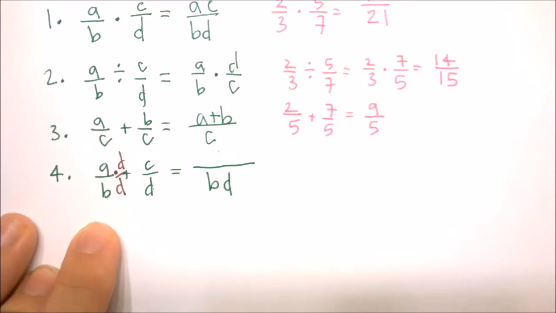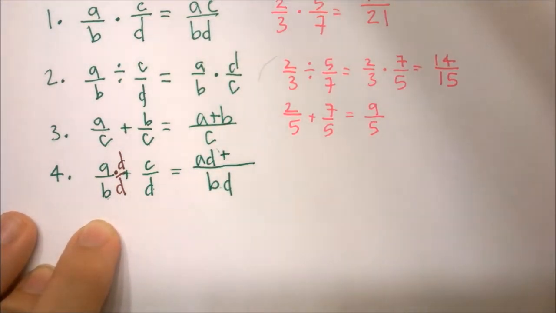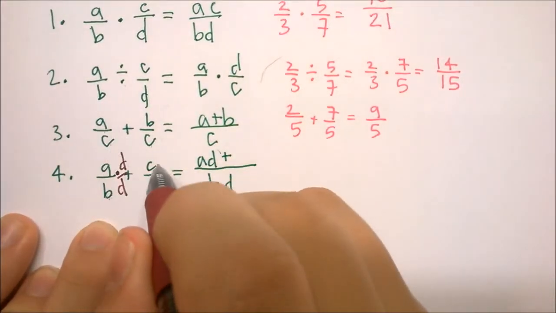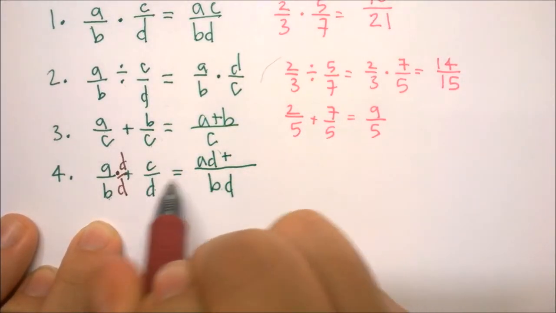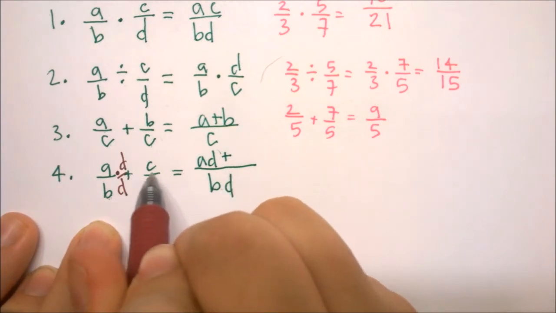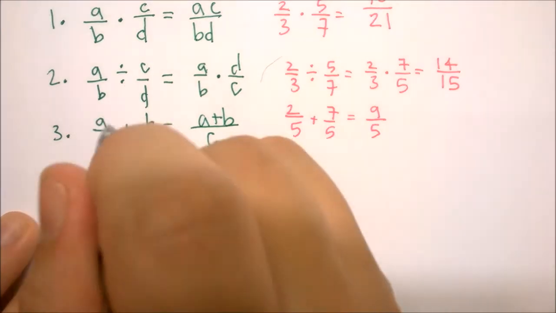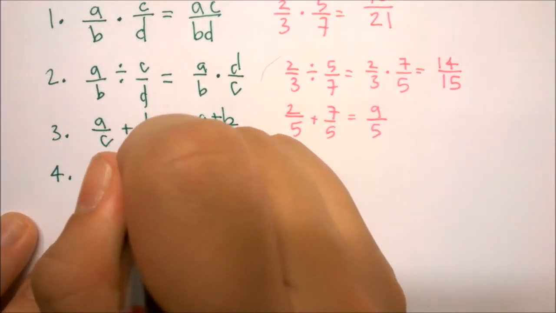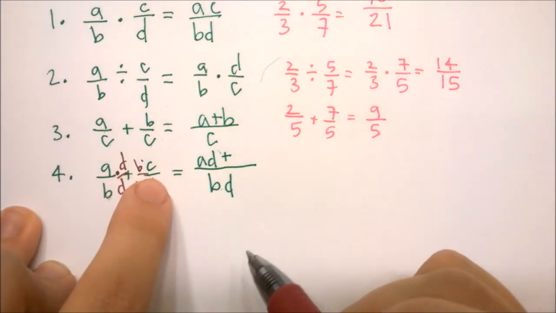Okay, so we have AD plus, and we're going to multiply the left fraction by B, because in our common denominator we have a B and a D, but in this we only have a D. Remember, what we do to the top, we have to do to the bottom. So we're going to multiply this by B over B. Okay, so now we're left with BC.